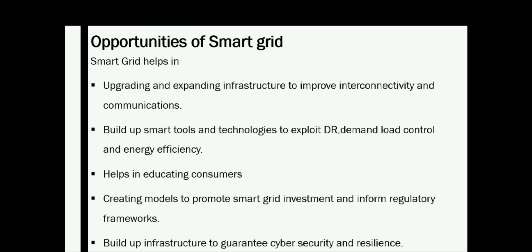And what are the opportunities of smart grid, and why should we transform our conventional grid to the smart grid? So these are the points. Smart grid will help in upgrading the existing grid, or upgrading and expanding the infrastructure to improve interconnectivity and communications. It helps to build smart tools and technologies to exploit distributed resources, demand and load control, and energy efficiency. That is demand side management and energy efficiency. It helps in educating consumers. The two-way communication makes a consumer well aware of their energy usage and how to manage it. Creating models to promote smart grid investment and inform regulatory frameworks. Build up infrastructure to guarantee cyber security and resilience.